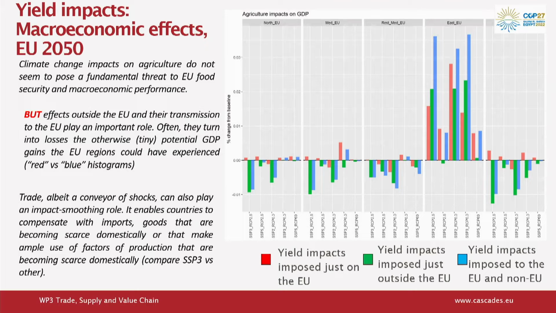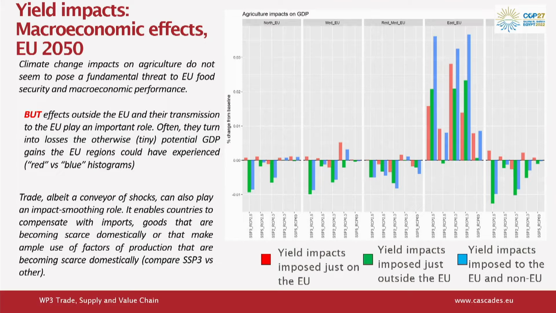When we include also the impacts that can occur outside the EU, you see how the green or the blue for almost all the regions in the EU are below zero. So basically, this means that impacts outside the EU have a very important effect in transforming those that could have been positive effects into negative effects. So the trade effects in this sense are very, very important, although in a context where losses are moderate.